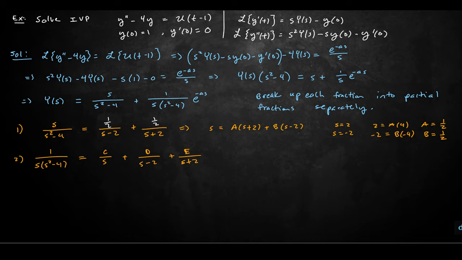And cross multiply that denominator, we get 1 equals C times (s squared minus 4) plus D times (s plus 2) plus E times s times (s minus 2). After all the work, we'll get C equals negative 1/4, D equals 1/8, and E equals 1/8. So I'm going to skip a few steps in this partial fraction decomposition, but I trust you can handle it.